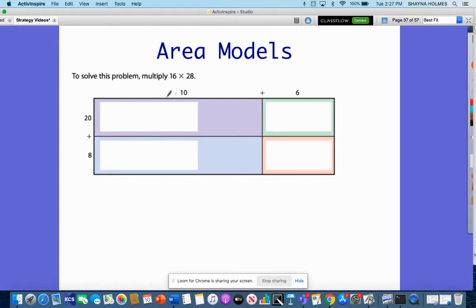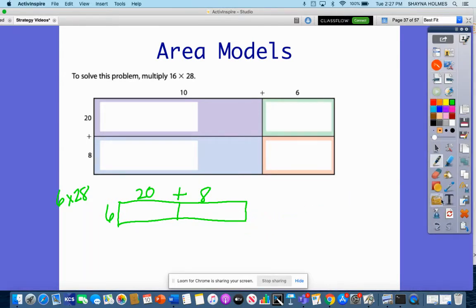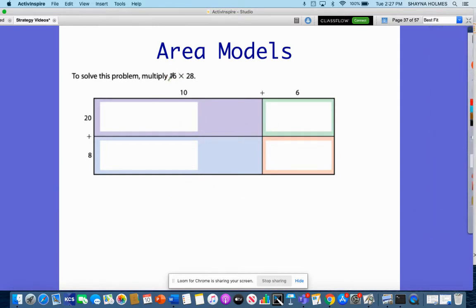So you remember that the other one looked like just a rectangle. I know that's not a great rectangle, but if I had the number 6 times 28, then it would be 6 and then 20 and then plus 8. So I broke down my tens and my ones, and I just had a single bar here. But instead now I'm going to have 2 because I have 2 different place values here. So I've got a tens and a ones and a tens and a ones here.